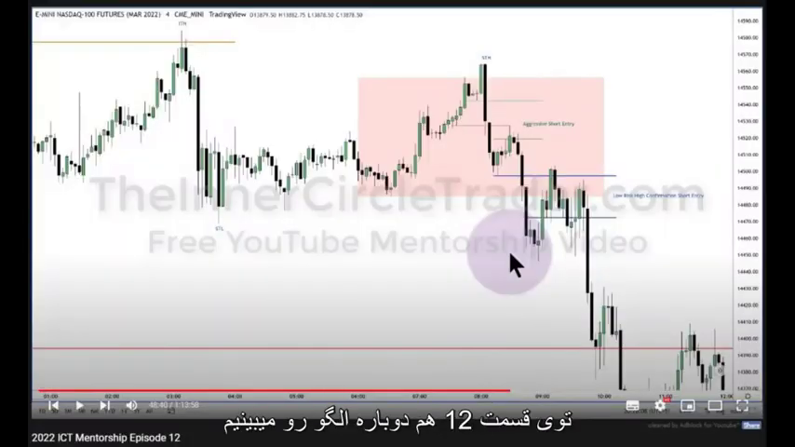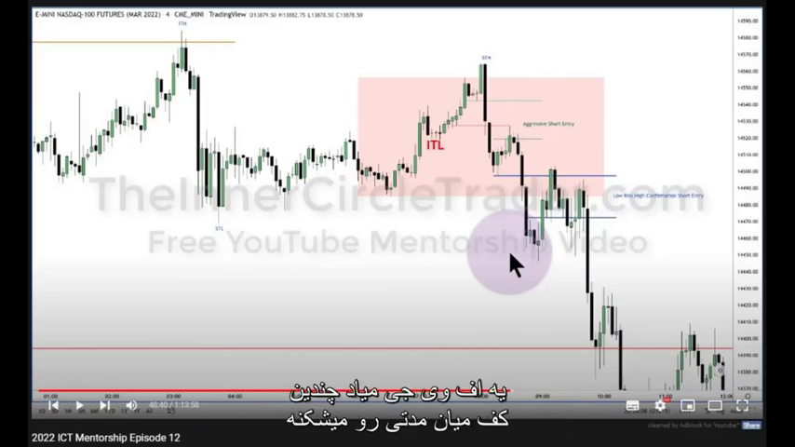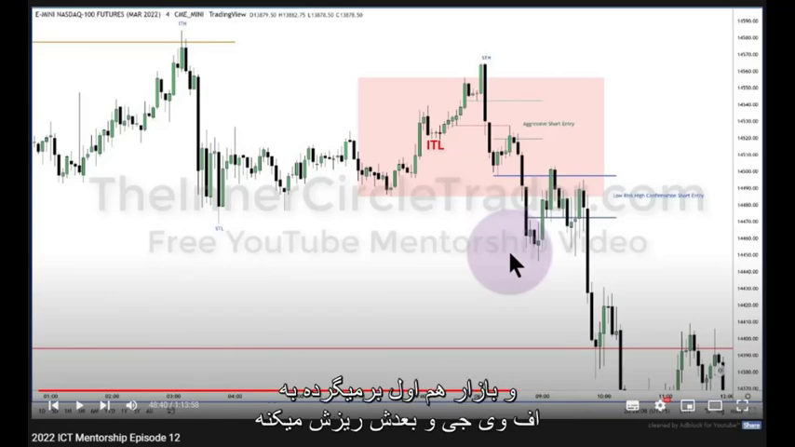In episode 12 we can see it appear again. A fair value gap breaks multiple intermediate term lows. So what does the market do? It returns back to this fair value gap before dropping down.